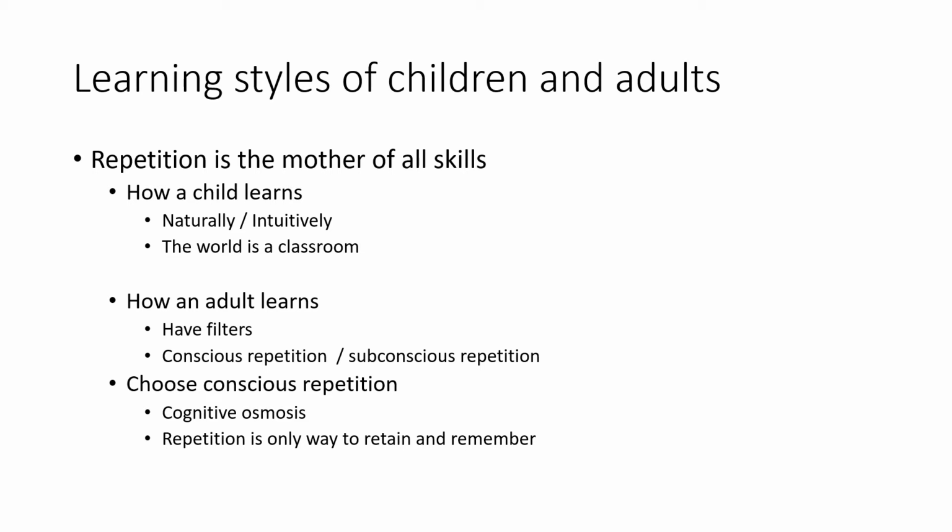But for an adult, the learning style is very different. As we grow older, we put a lot of filters and we do not let everything into our mind. We become selective and biased. So, as an adult, if you want to learn something, the only way to acquire a new skill is through repetition. When we consciously repeat certain aspect of knowledge, we become accustomed and familiar to it, and we say that we have developed that skill.